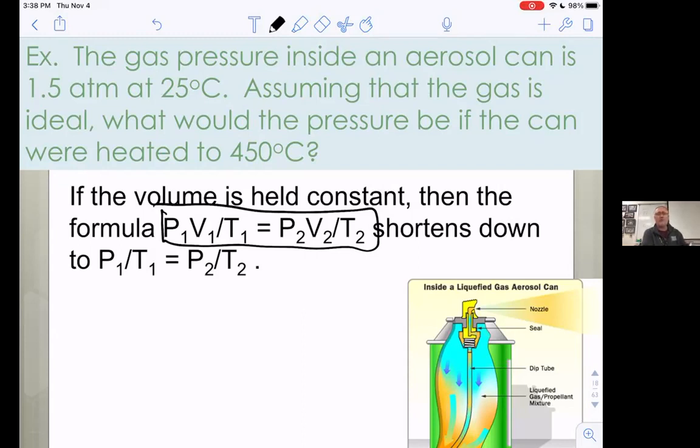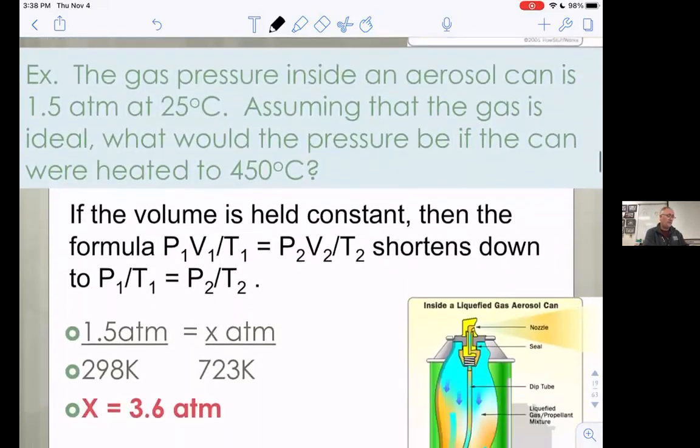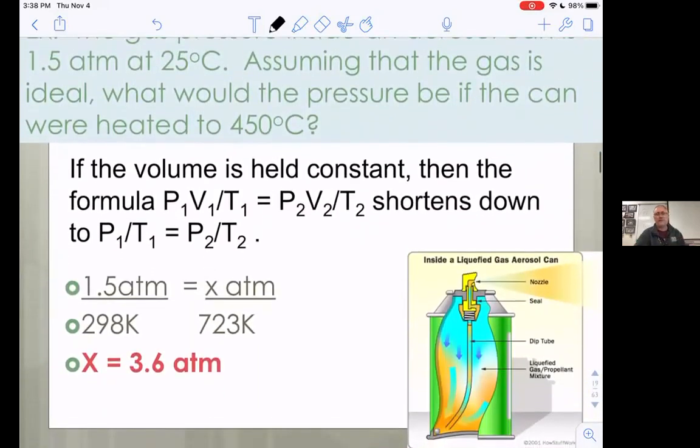Be careful with temperature. You can't use 25 degrees C and 450 C. You'll have to change those to kelvins. You do that by adding 273 or 273.15. In this case, we just added 273. And you would do your division and solve and get your answer. This answer, of course, would be in atmospheres since it was atmospheres, unless they ask for a different unit of measure for pressure. Atmospheres is what we would do it in.